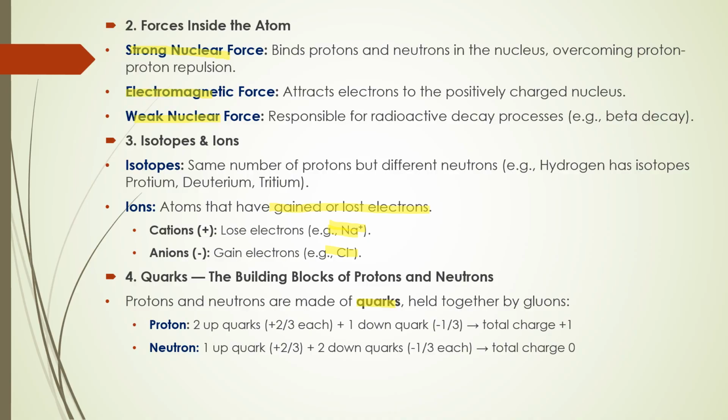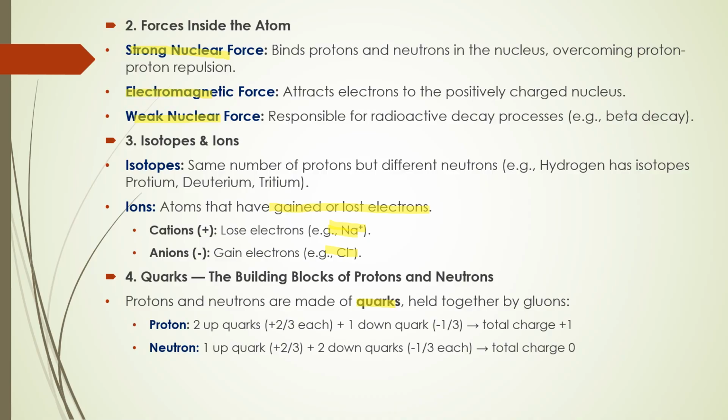The mass number is the total number of protons plus neutrons in an atom, and it is represented by the symbol A. The formula for mass number is A equals Z plus N, where A is the mass number, Z is the atomic number, the number of protons, and N is the number of neutrons. For example, carbon 12 has 6 protons and 6 neutrons, so its mass number is 12. While carbon 14 has 6 protons and 8 neutrons, so its mass number is 14.